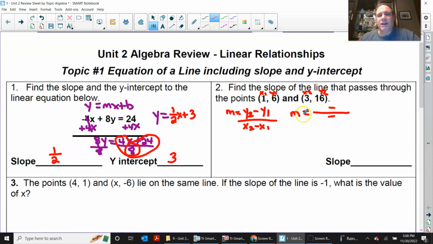So we're going to take y2, and we're going to set it up like this. These minus signs are from the formula itself. Very important to do that. So y2 is 16, y1 is 6, x2 is 3, and x1 is 1. So we have m equals 16 minus 6 is 10 over 2. You could put this directly into your calculator. The calculator will give you 5. So the slope is 5.